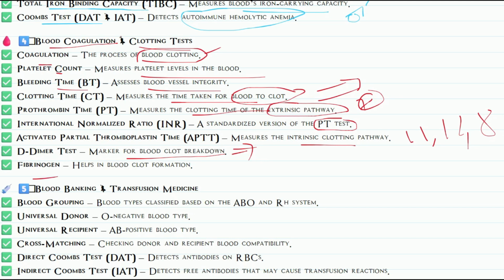Another is fibrinogen, which is a part of blood coagulation and helps in blood clot formation. Fibrinogen is one of the important parts which help us in the clot formation.